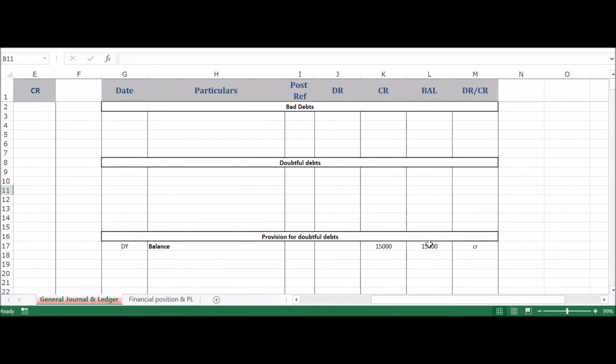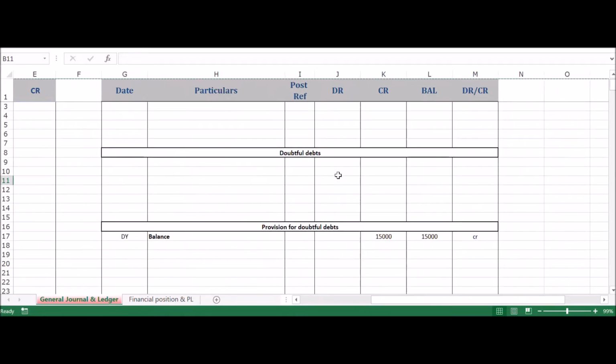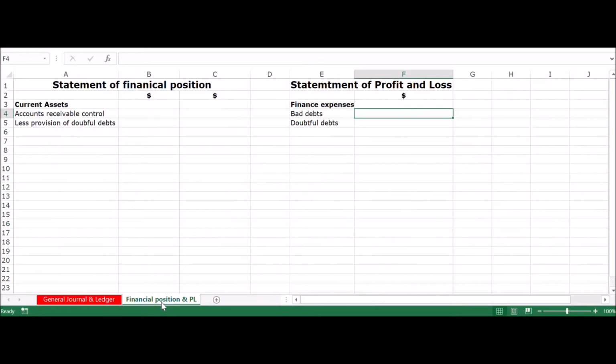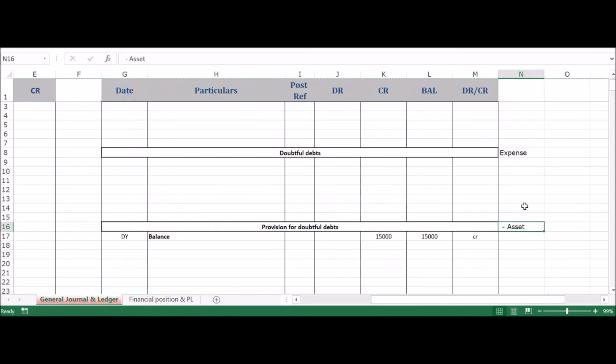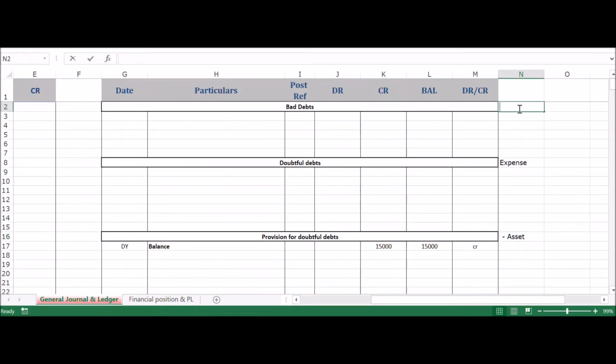Alright. So we have a bad debts account in the ledger here. We've got our particulars, debit, credit, balance, and debit, credit column. We've got a doubtful debts account. This is an expense account. I'll just write that over here. We have a provision of doubtful debts account. That's a negative asset. When I do up the statement of financial position, just over here, you can see it here already. I've already put the names in. It is a negative asset because we're taking away from another asset, which is your accounts receivable. Bad debts is an expense.